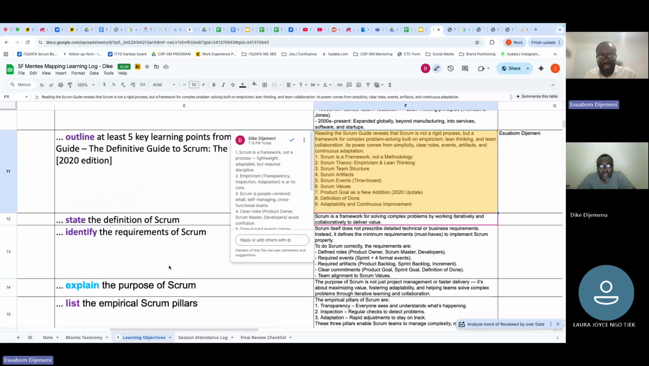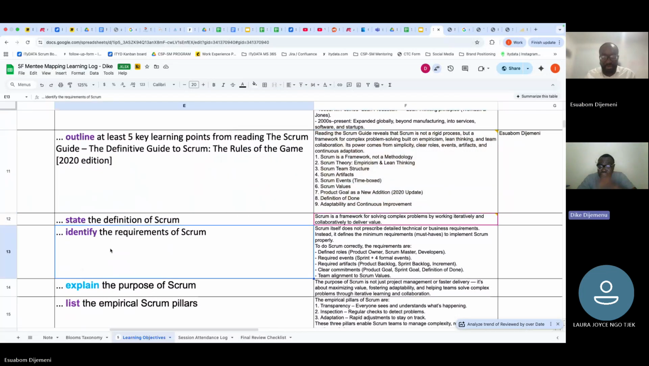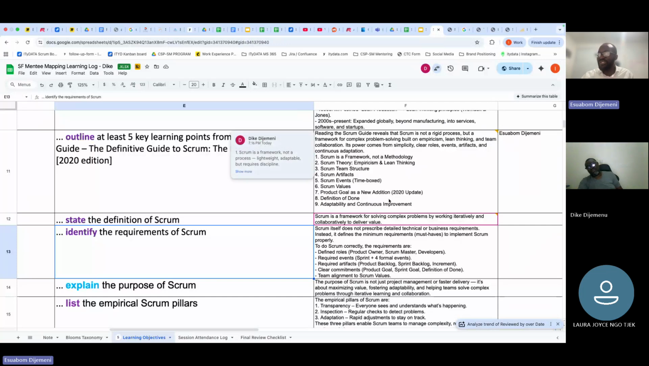Okay, thanks, Laura. Dickie, yourself? So based on the fact that Scrum prescribes a minimum team condition, would you say that Scrum would not be ideal in certain kinds of business setups? Very good question. I'm going to steal from the next learning objective. So let's look at the next learning objective.